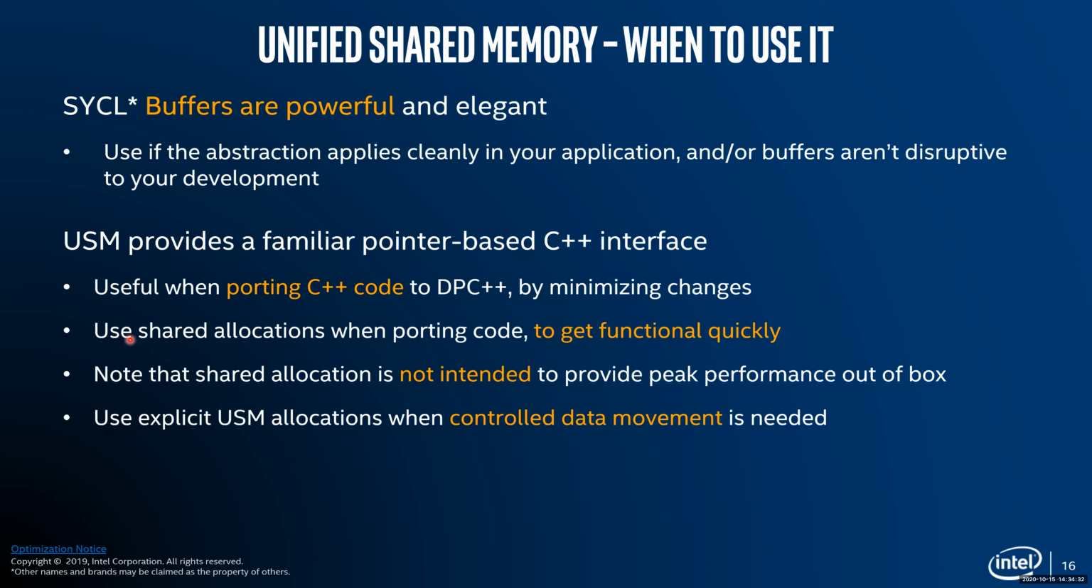Also note that we looked at shared allocation and device allocation. Usually when porting a code to get functionality quickly, it's useful to use shared allocation so that you don't have to write code to move the memory from host to device and back to the host. But you also have to note that shared allocation is not intended to provide peak performance because all the memory movement is done implicitly. So if you do want to tune for performance, it's always recommended to use explicit USM allocations. So this is the malloc_device example that we showed.